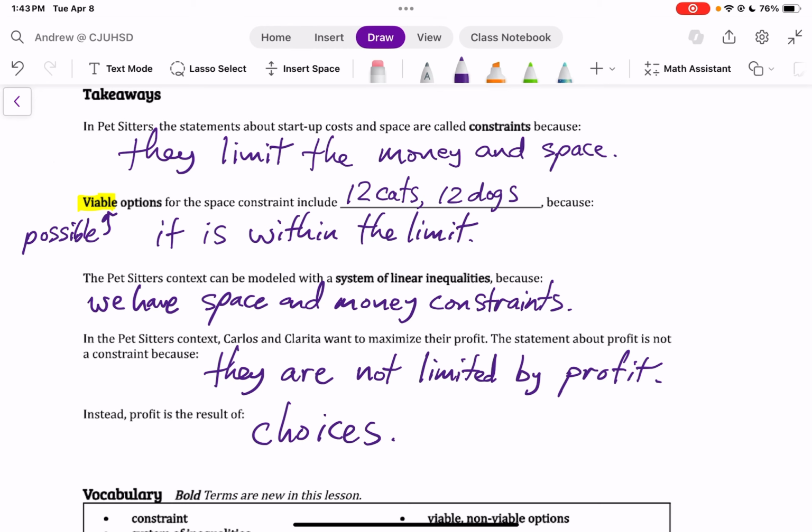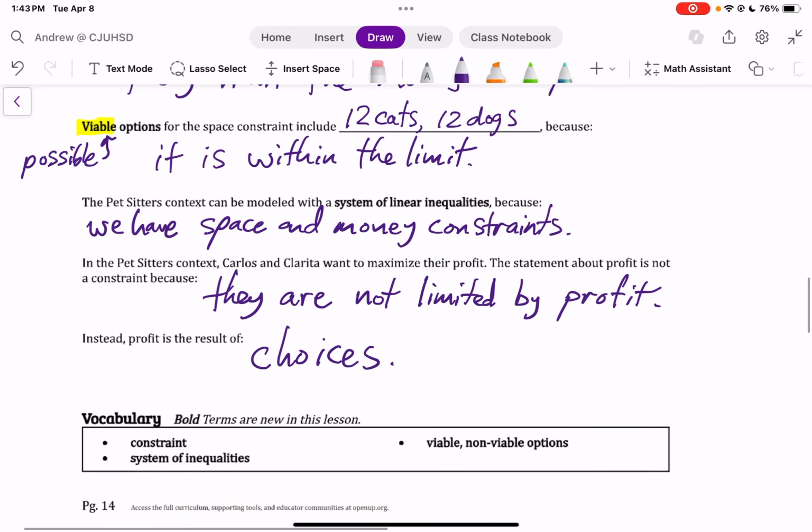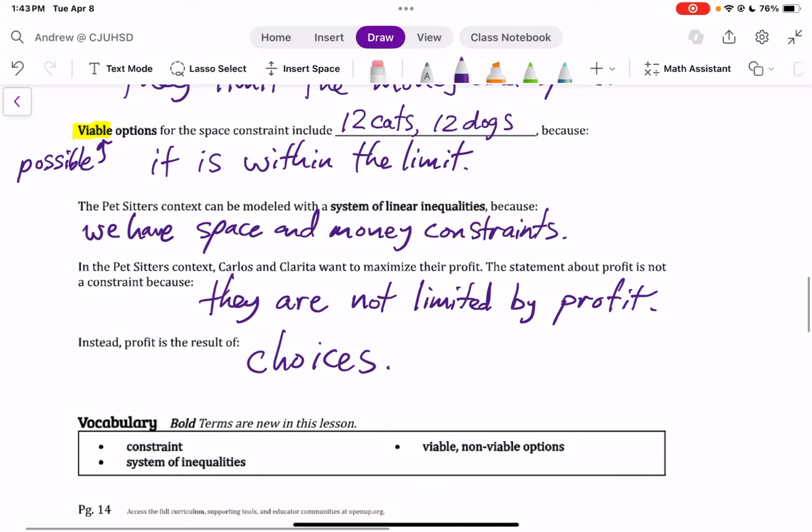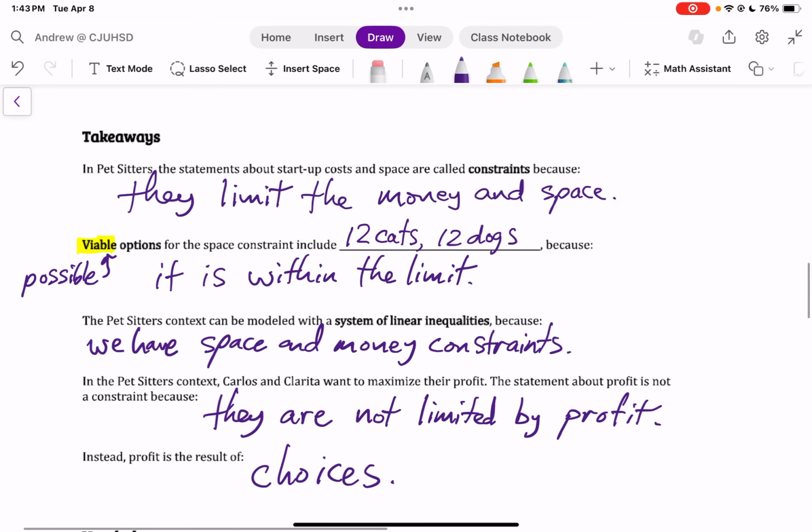Okay, this is the end of the Launch, Explore, Discuss. It was a very complicated problem that had to be analyzed using algebra. We'll see you next time.